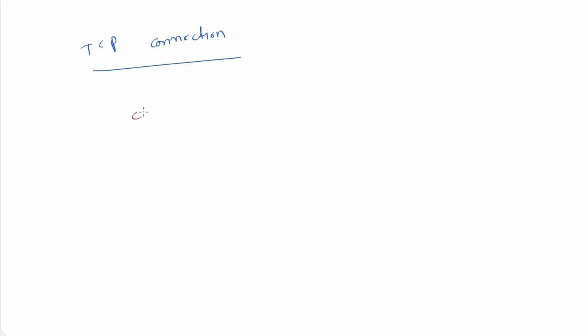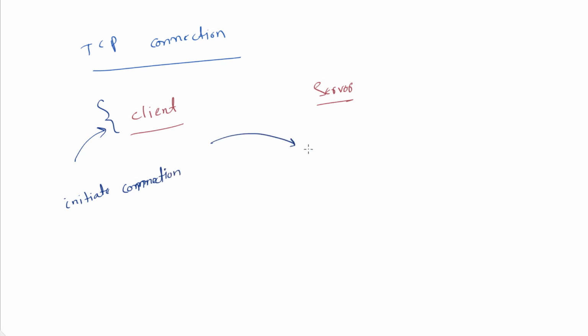Now there are two entities, one is client and another one is server. I'm calling one entity client and another entity server because the client is someone who initiates the connection. Although the data transfer is in both directions, which means the client also sends data and the server also sends data. So TCP is full duplex, which means the data transfer is in both directions. But I am calling one of the entities client because this is the one initiating the connection. And server is someone who is not initiating the connection.